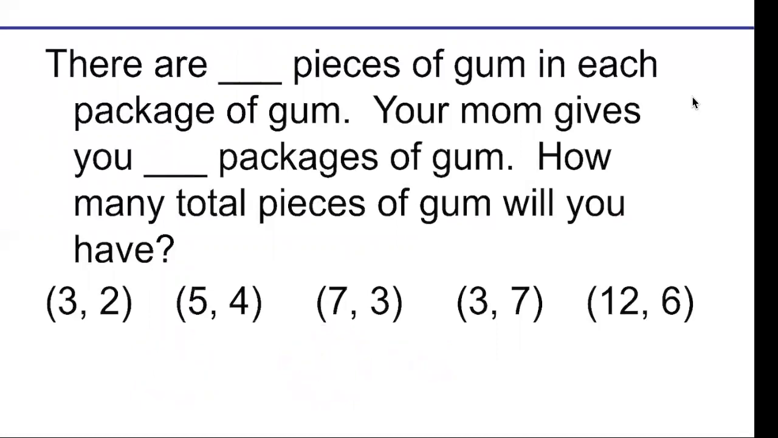Why do you think these 2 sets are there? 7 pieces of gum, you get 3 packages of gum. You'll get 21. Well, in this case, the teacher may have been looking at introducing the commutative property because this gives the same answer. So 7 times 3 is equal to 3 times 7.